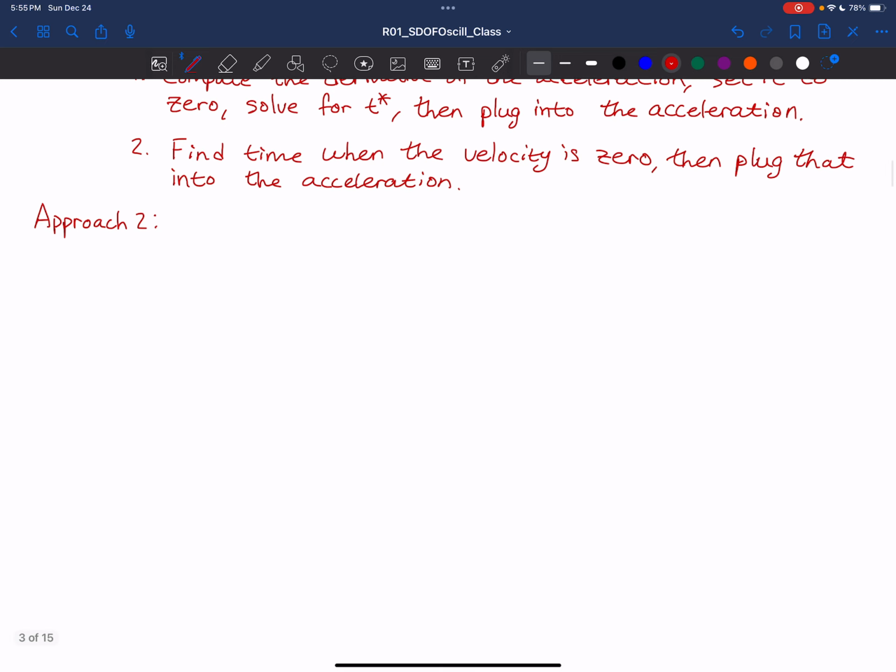Okay, so we're going to start off with the velocity, which is equal to x dot, x dot of t, which is equal to 2 times the cosine of 6.325t. Then let's say that x dot of t star is equal to 0, which is then equal to 2 times the cosine of 6.325 t star.